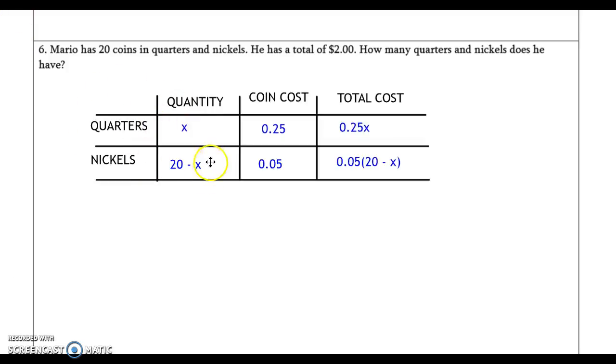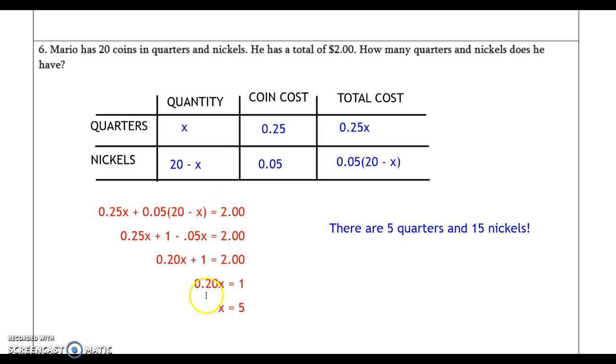Alright, this is how the setup should be. We're representing quarters and nickels. Quarters I chose as x because it was just the first coin. Then I set up 20 minus x because there's 20 coins. Here are the costs, and here are the total costs. Now set up the equation and solve. Here's your setup, and here's your answer.